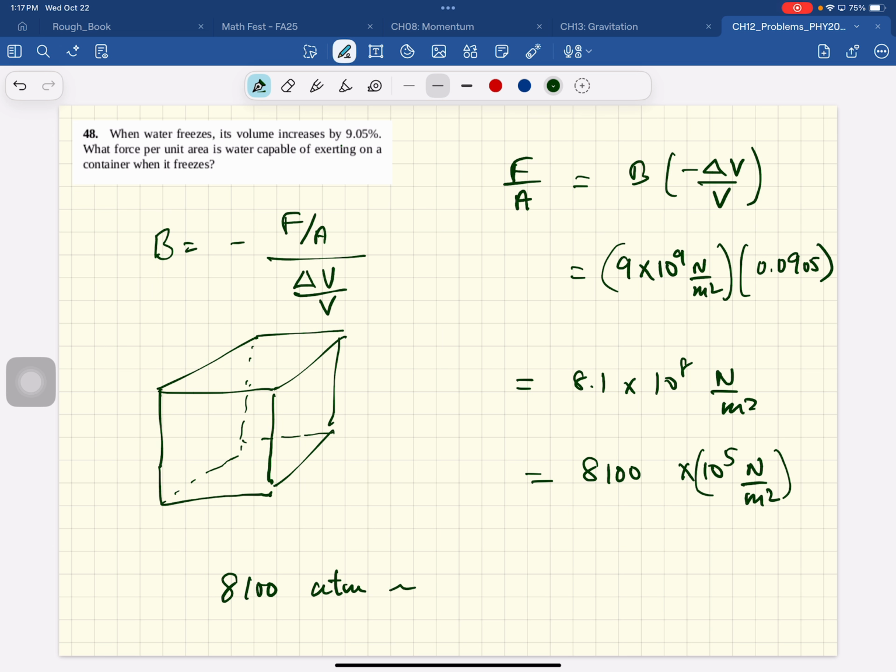8,001 atmospheres, and roughly 1 atmosphere is 15 psi, so that's about 121,000 psi. Every square inch, to keep that ice contained, you have to apply 120,000 psi. So if you want to apply large forces, you can use freezing water.